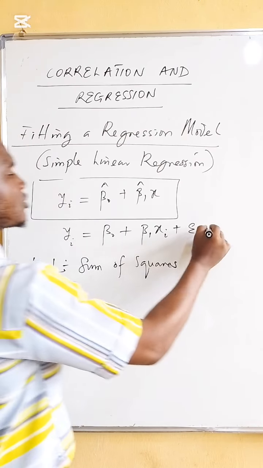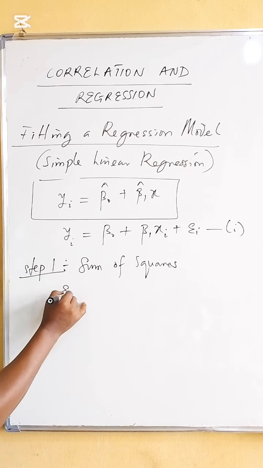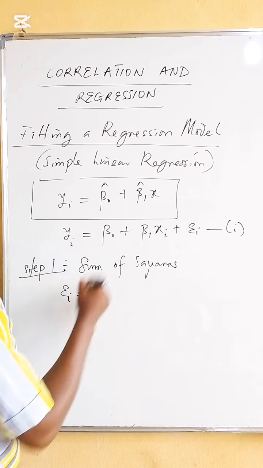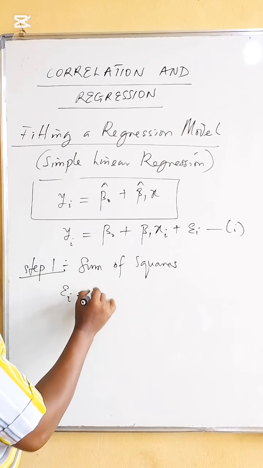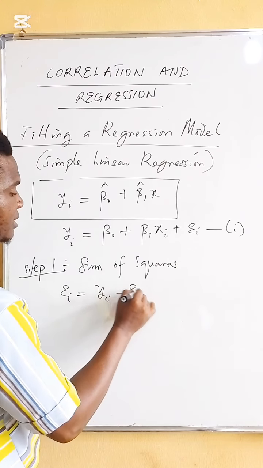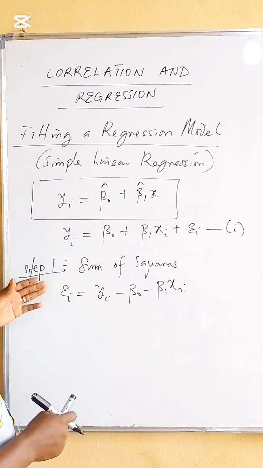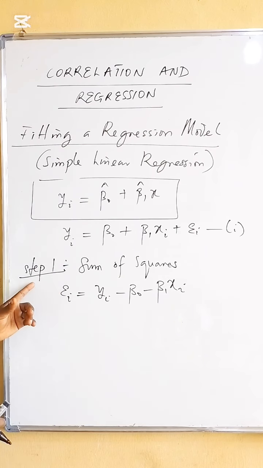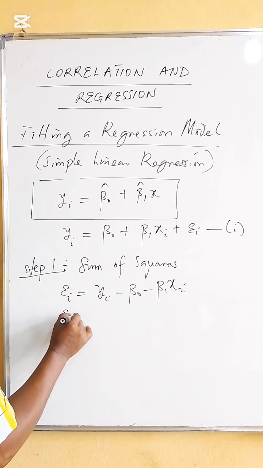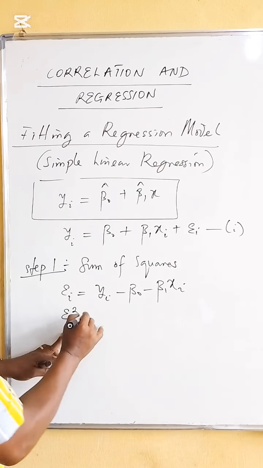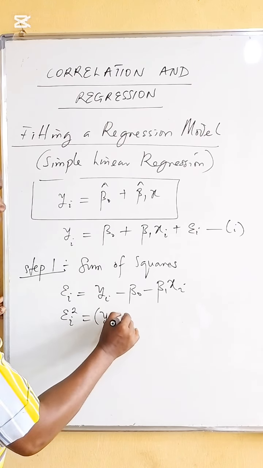So the first thing I'm going to do, let's call this equation 1. From equation 1, I'm going to make the error the subject of the formula. If you make error the subject of the formula, epsilon i, being your error, would now be yi minus beta naught minus beta 1 xi. That's more or less the first procedure I'm going to take under step 1, which involves getting the sum of squares. The next step will be to obtain the square of the error terms, in which case squaring the left hand side would imply squaring everything you have here.